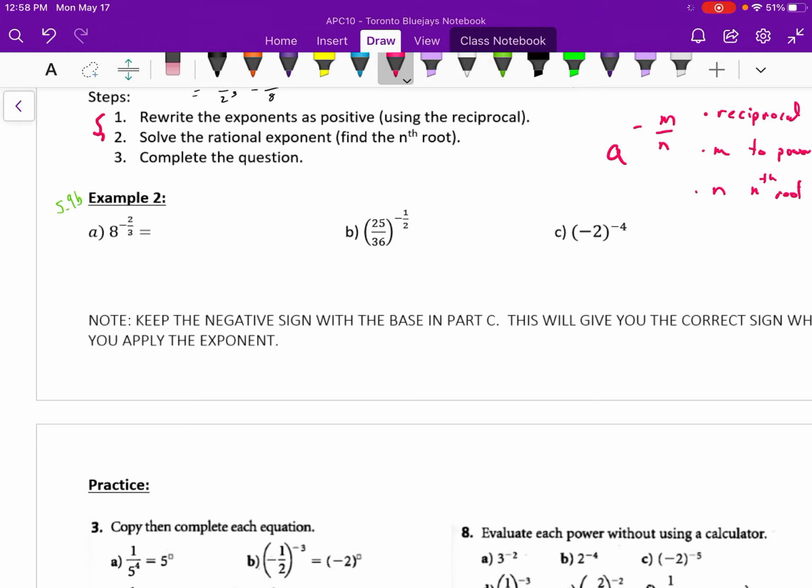So I am using Mr. Johansson's notes, and he has said steps. Rewrite the exponents as positive. That implies that if it's negative, take the reciprocal. Solve the rational exponent, find the nth root, and then complete the question.